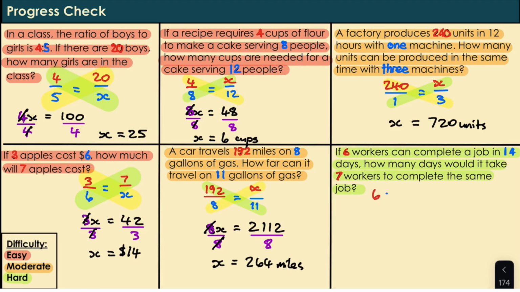The 6 multiplied by the 14 is equal to the 7 multiplied by x. The coefficient of x is 7. We divide by 7 on both sides. 7's cancel, the x comes down, and 84 divided by 7 is 12. 12 days. And we are done.